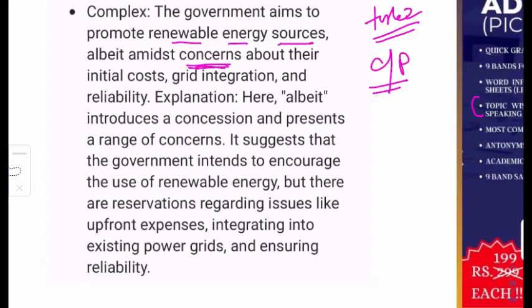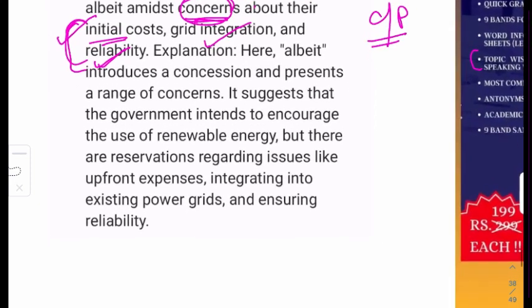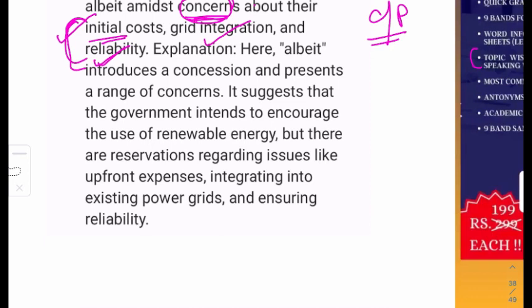Now, concerns means the worries they have about their initial cost; these ideas are coming up: grid integration and reliability. So all these are the concerns, difficulties, challenges. So we are listing concerns here, okay. It suggests the government tends to encourage the use of renewable energy, but there are reservations. Again, this is a new word.